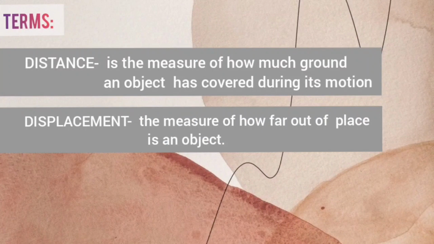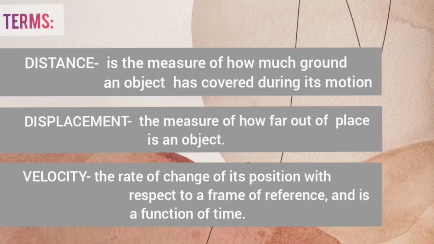The next one is the displacement. It is the measure of how far out of place an object is. We also have velocity. It is the rate of change of its position with respect to a frame of reference and is a function of time.